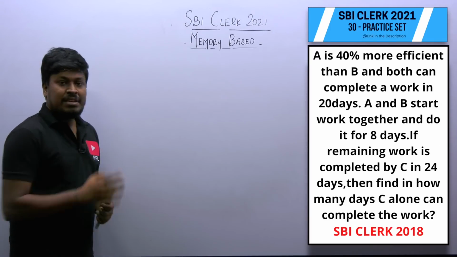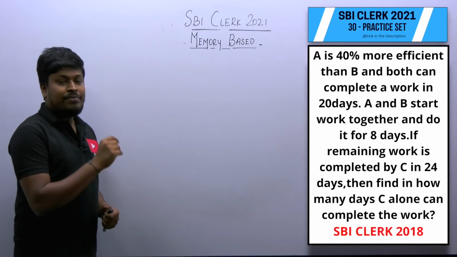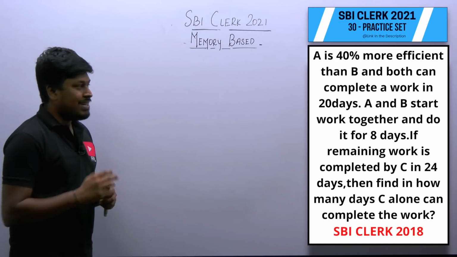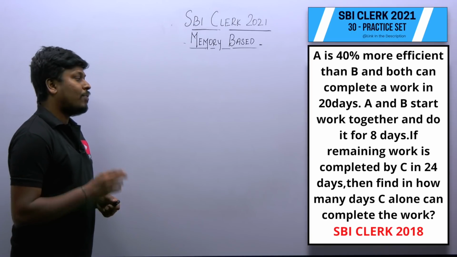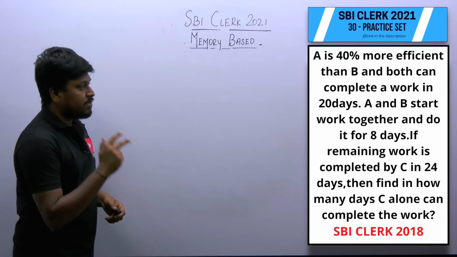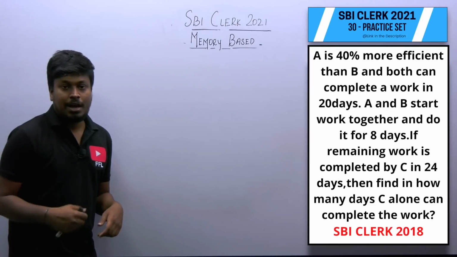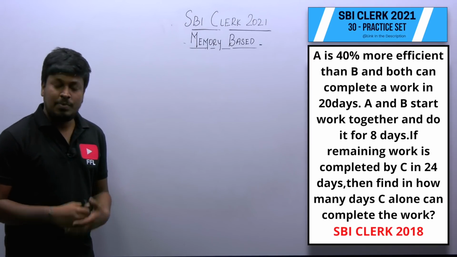Question number 2. A is 40% more efficient than B, and both can complete a piece of work in 20 days. A and B start work together and do it for 8 days. If the remaining work was completed by C in 24 days, then find in how many days C will complete the work alone. So friends, very interesting question. First try to understand what the question is saying.